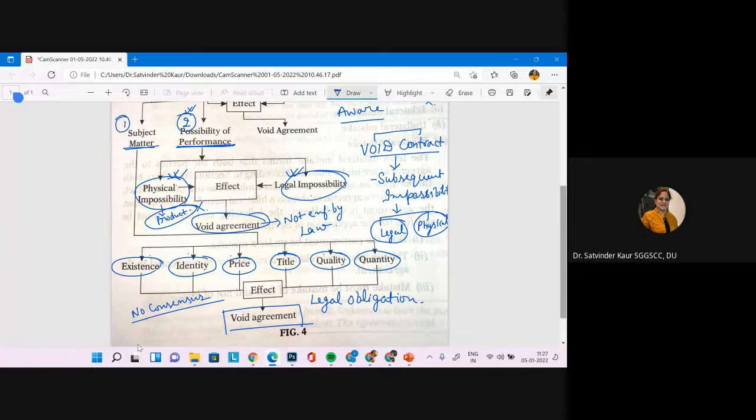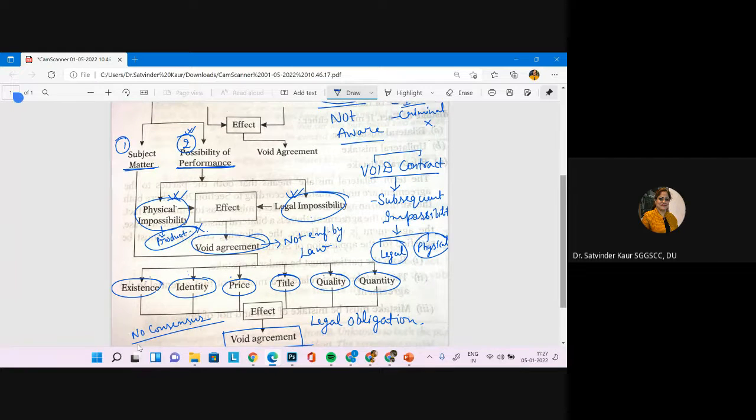So this particular chart is clear to all of you? Yes?